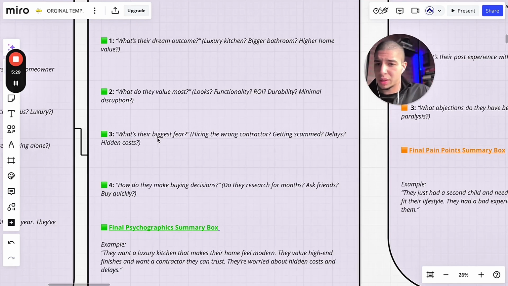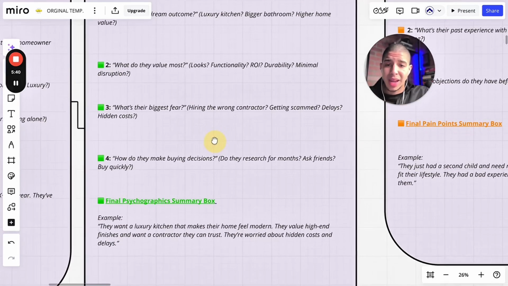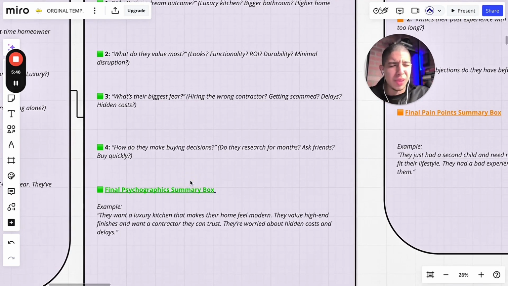But number 3, what's their biggest fear? Hiring the wrong contractor. Maybe they've been burned before, getting scammed, delays, hidden costs, paying something that they didn't know was going to come up, right? And how do they make buying decisions? Do they research for months? Do they ask friends? Do they buy quickly? Identify how they actually act in the marketplace. What kind of consumer are they?